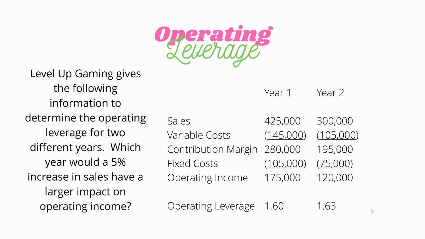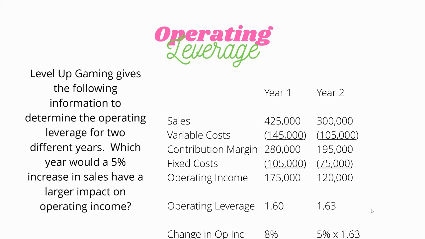Now to determine the change in operating income, we take the percent change in sales times operating leverage for each year. So for year 1, we take 5% increase in sales times the operating leverage of 1.60. This gives us an 8% change in operating income.